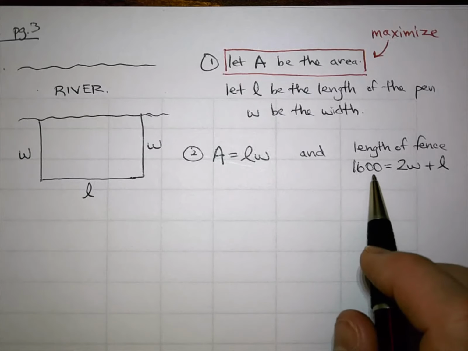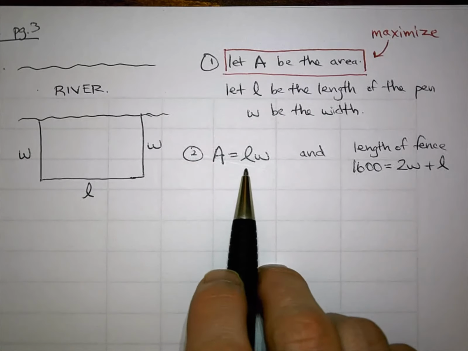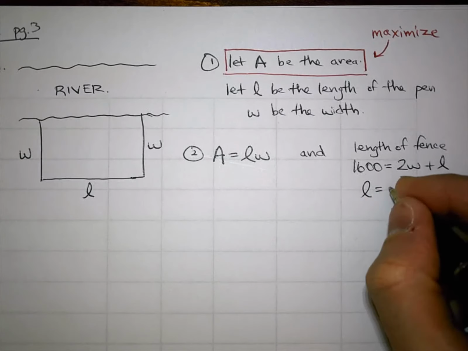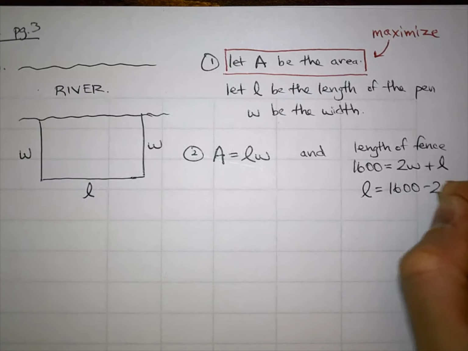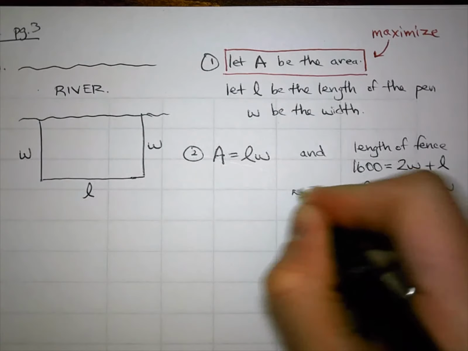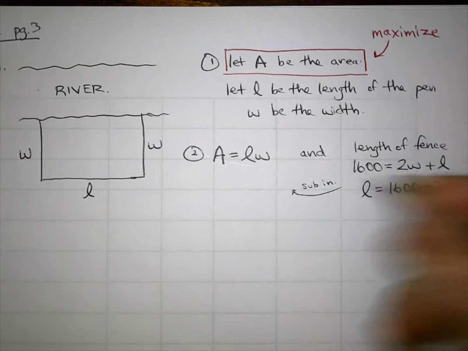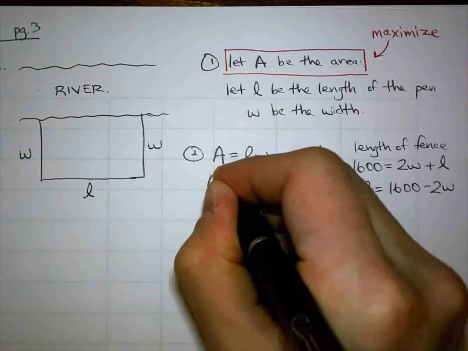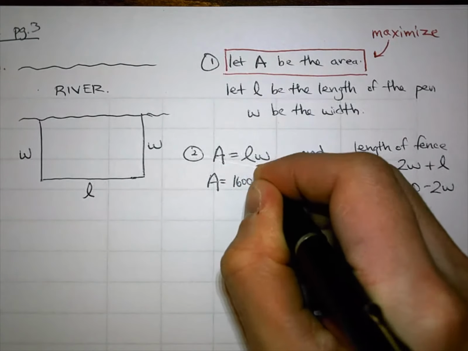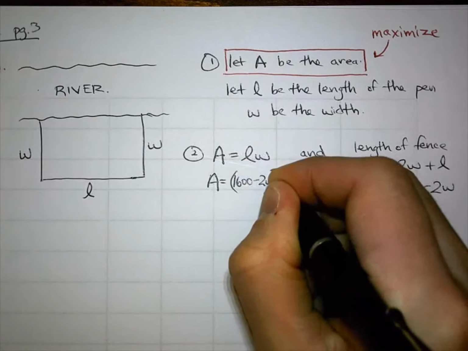Now, I need to rearrange this so I can sub it into this. I'm going to do this in a way that makes the easiest expression. So it makes sense to leave the L by itself. So I end up with 1,600 minus 2W. Now I have an expression for L. That's what I'm going to sub in. So I end up with area is equal to 1,600 minus 2W times W.